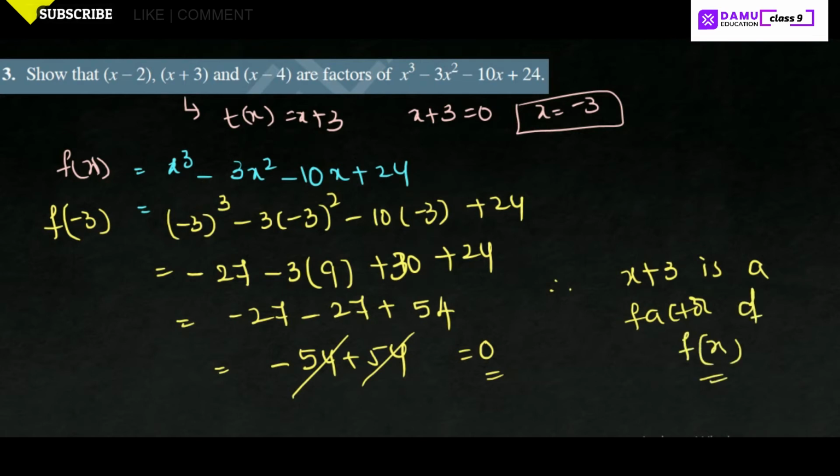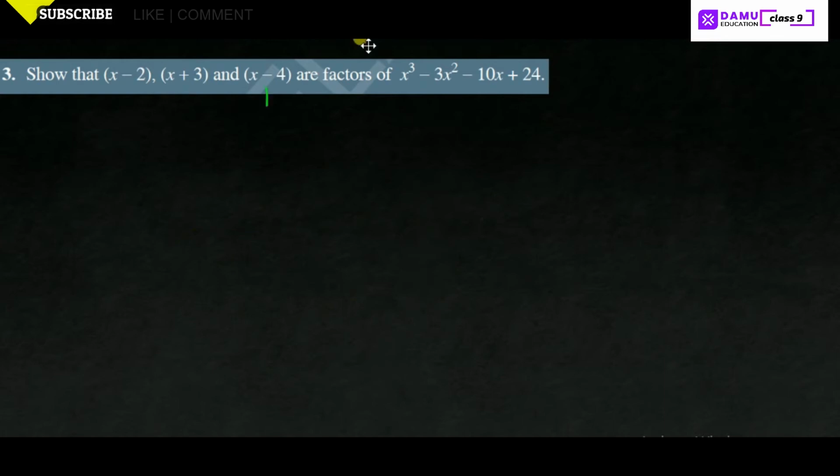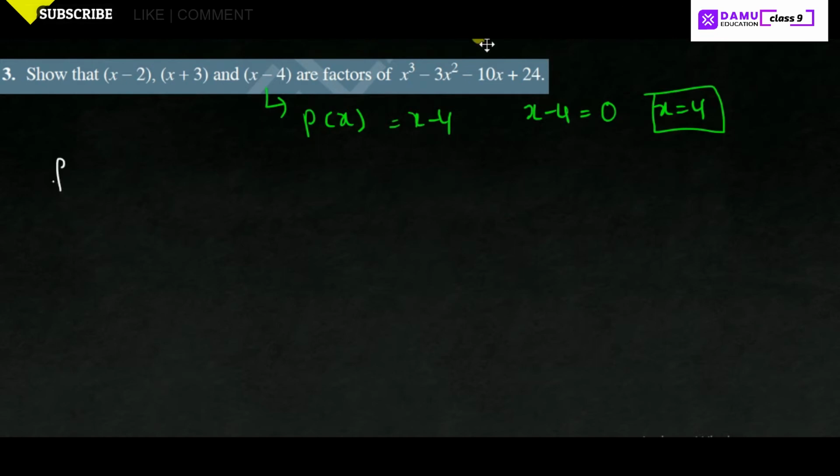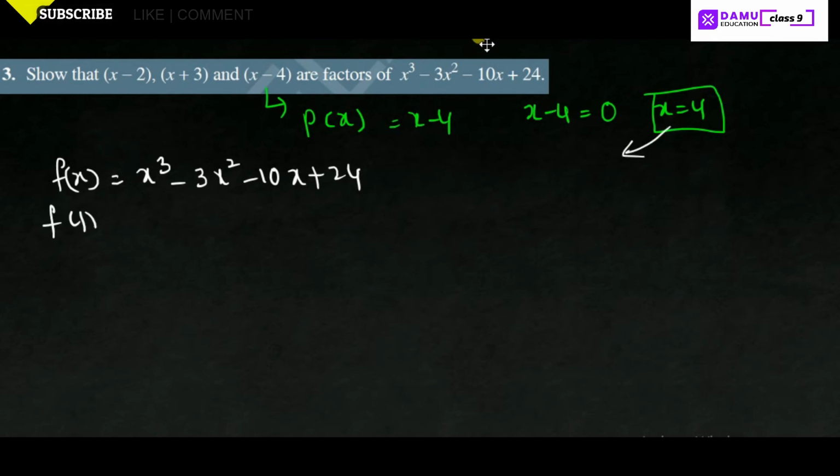Then our third one is p of x. Here we have to check whether p of x, that is x minus 4, is a factor or not. x minus 4 equal to 0, then x is equal to 4. This one we need to substitute in the f of x function, x cube minus 3x square minus 10x plus 24, in the place of x. So f of 4 is 4 cube minus 3 into 4 square minus 10 into 4 plus 24.